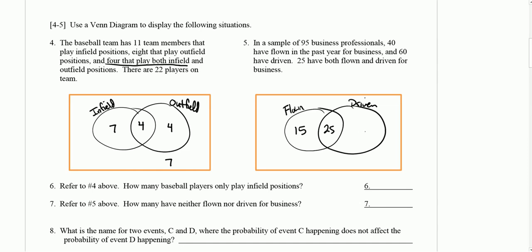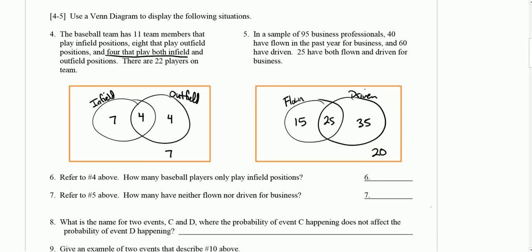And 60 have driven. So 60 minus 25 is 35. So 35 have only driven, 25 have driven and flown. That adds up to 60. And now if we add all this up, 35 plus 25 is 60 plus another 15 is 75. So leaving 20 more to total our 95 business professionals.